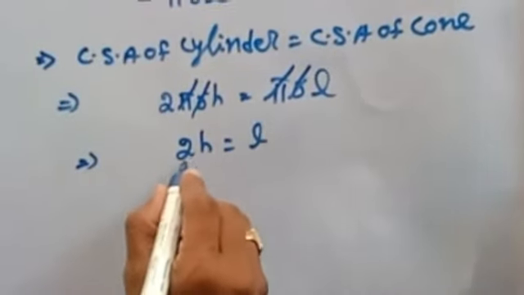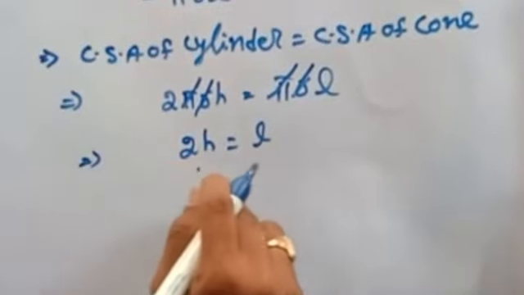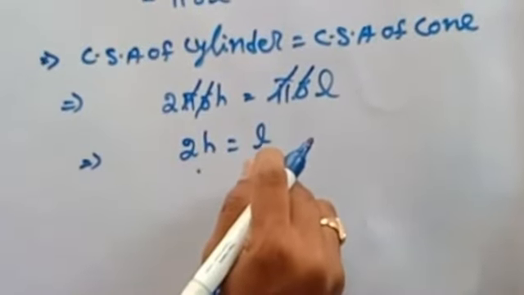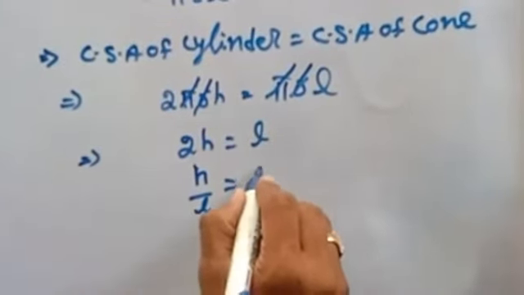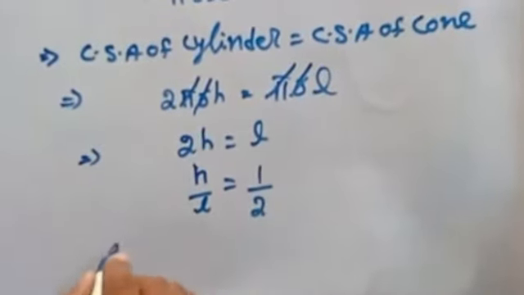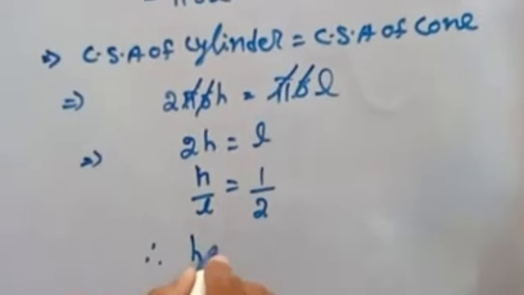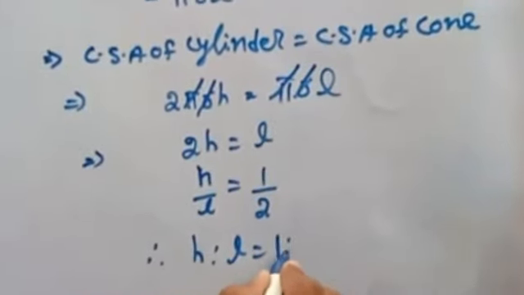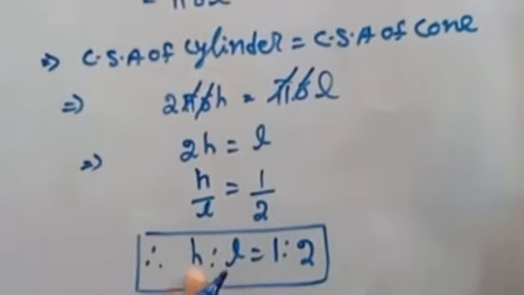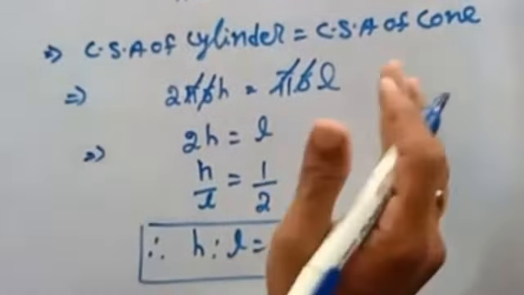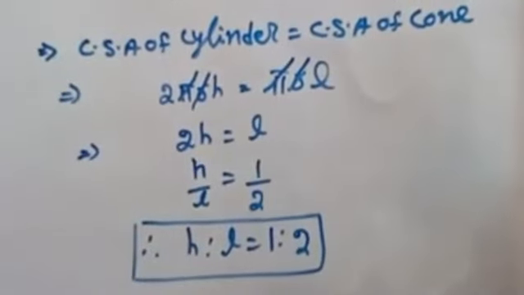Here 2 is multiplied by h, so it can be moved, 2 will be divided by l. That is h by l is equal to 1 by 2. Therefore, h is to l is equal to 1 is to 2. This is the ratio of the height of the cylinder and slant height of the cone.